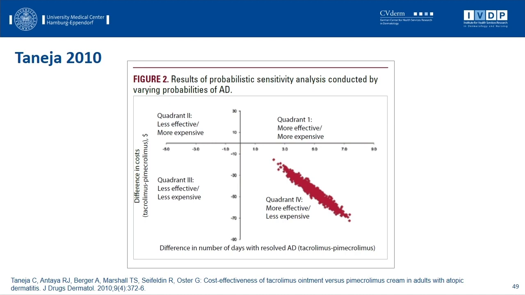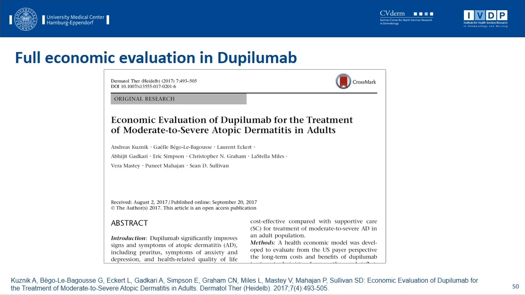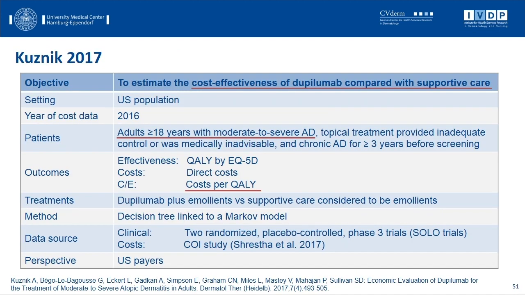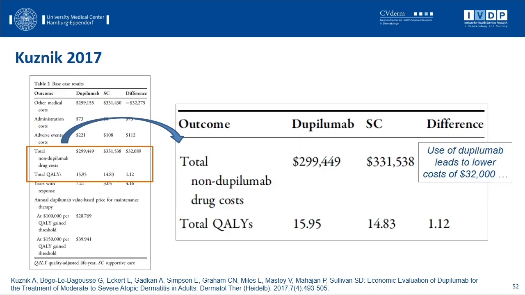expensive than pimecrolimus. Then I'd like to show you a more recent full economic evaluation on dupilumab. Here, Gutknecht et al. searched for the cost per QALY in adults in the US population, and they found that dupilumab led to lower costs compared to supportive care of $32,000 and to higher QALYs of 1.12. Here, the price of dupilumab was not yet considered in this difference of costs.